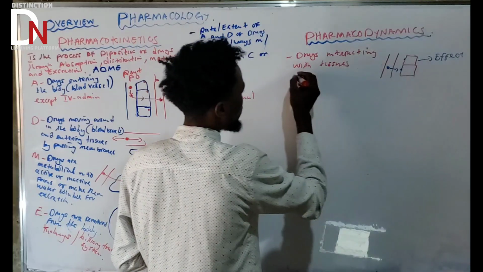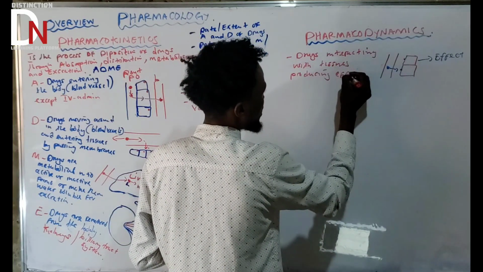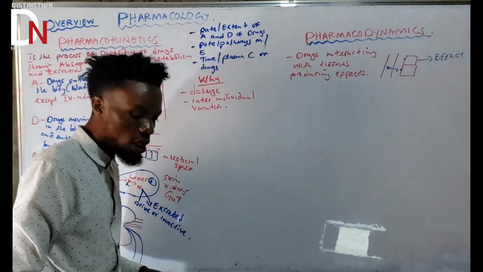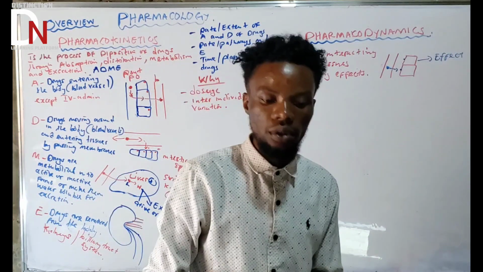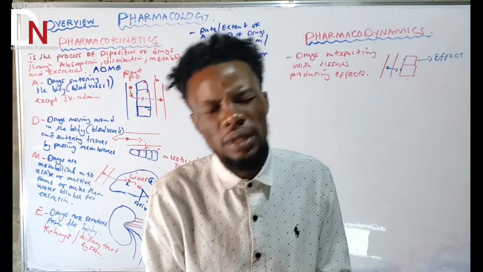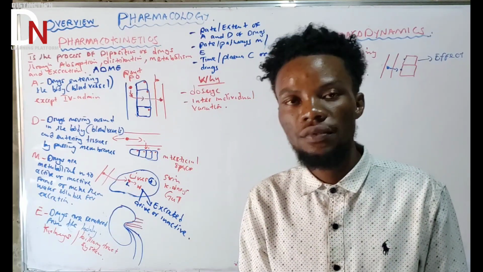Let's just put here, producing what? Certain effect that we need to talk about. Okay, certain important things that we need to talk about. So a drug, if the drug interacts with the cells, how do they interact with cells? Remember that they are going to interact with cells by binding to specific receptors.